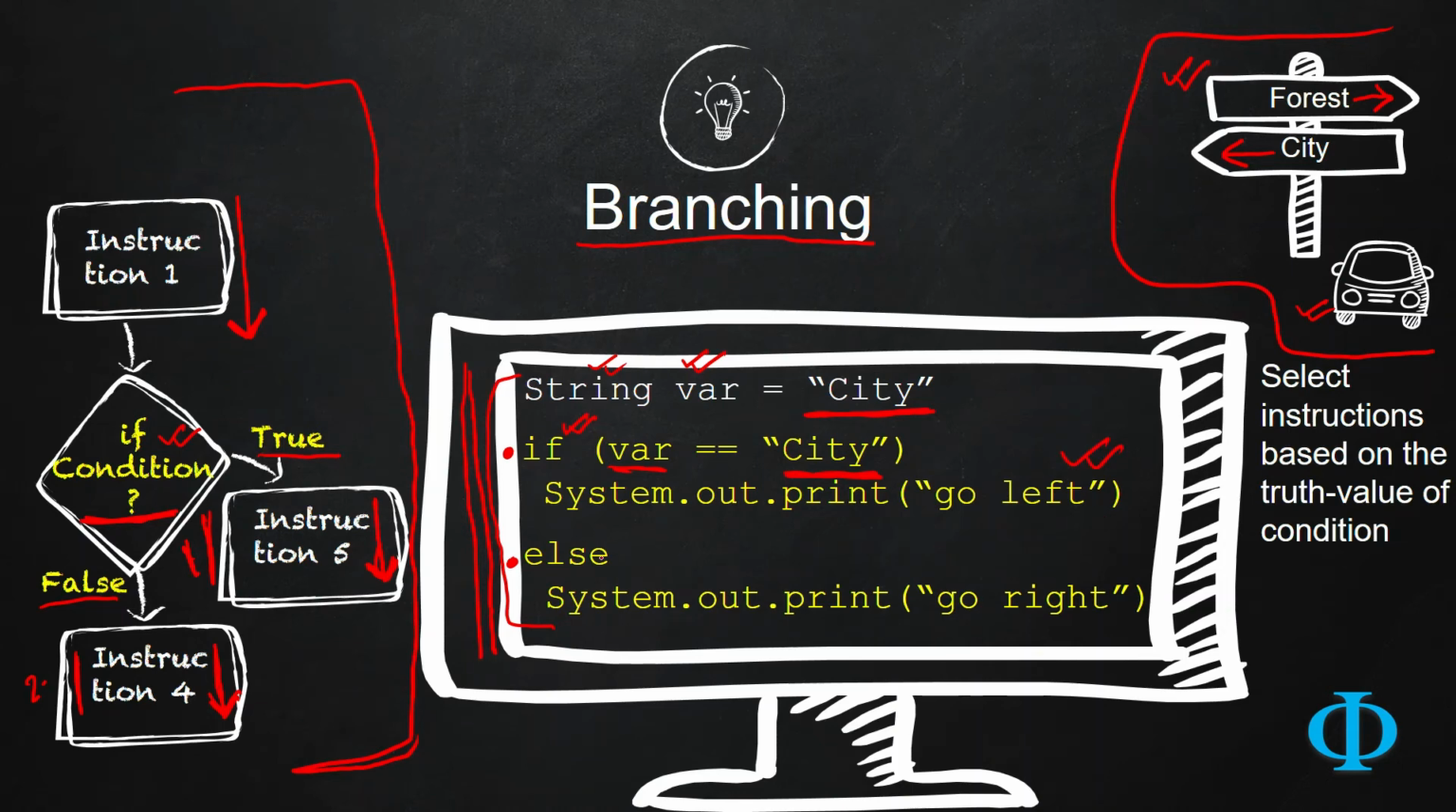On the other hand, else means just the opposite. That is, if var not equals city, something like this. That is the meaning of else. Else you can System.out.print go right. So this is the exact representation of the situation in Java code. So that's the meaning of branching in Java, and this is a simple example Java program using the branch control structure if-else. Now in the next video we are going to learn more about branching through a Java demo program.